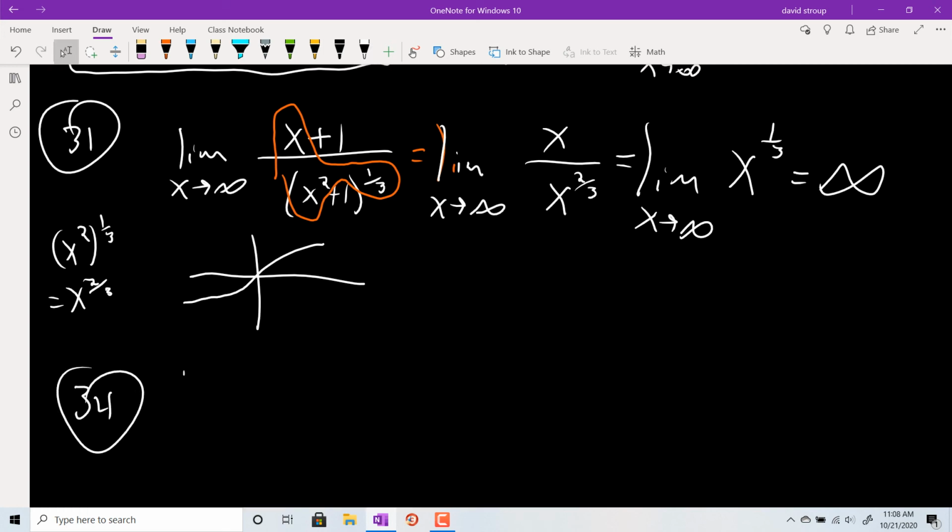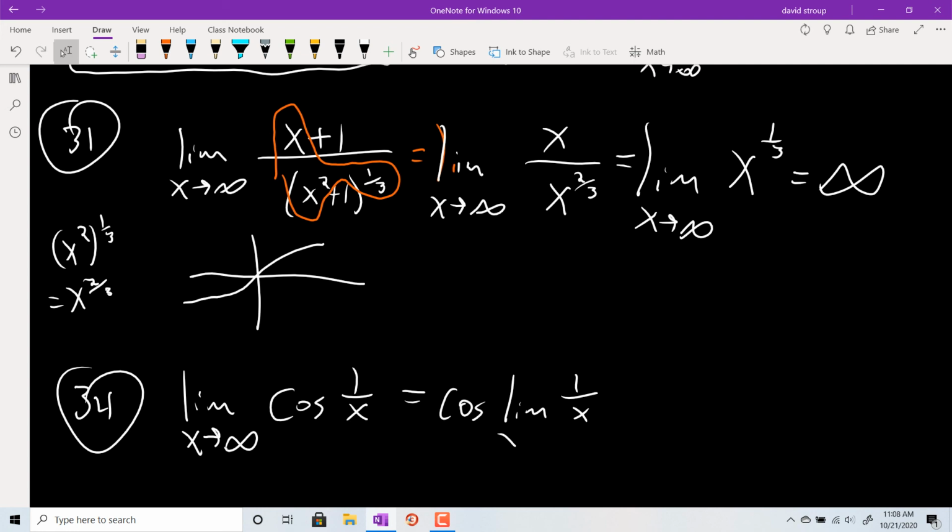Number 34. Here's a trig one: the limit as x goes to infinity of cosine of 1 over x. How you think of this is, can you take the limit of the guts here? Yes, the limit of 1 over x is just 0. Then you'll have the cosine of 0, and the cosine of 0, of course, is 1.